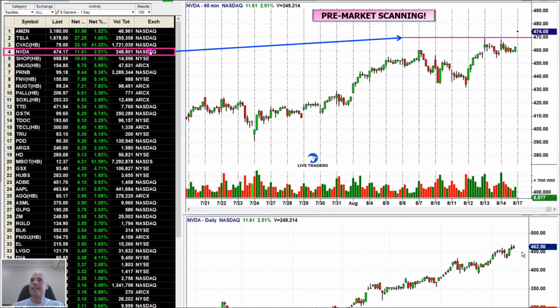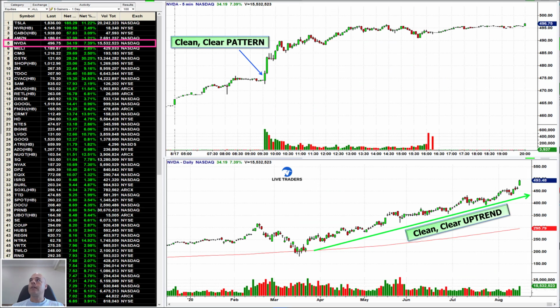So this isn't a hindsight suggestion. This is why I'm doing this. There's a method to the madness. It's gapping up, in an uptrend, and it's not extended. There's room to go higher. Next slide. This is what NVIDIA looks like after the market opened.